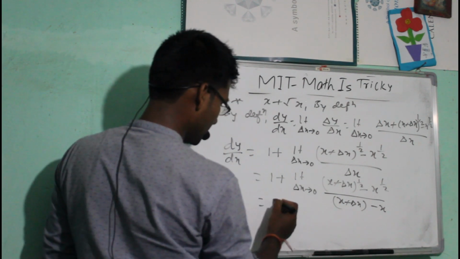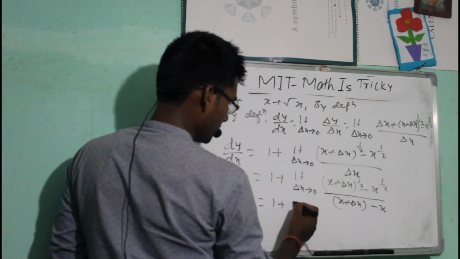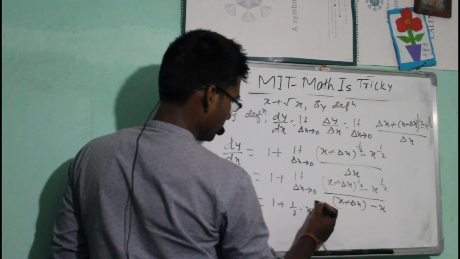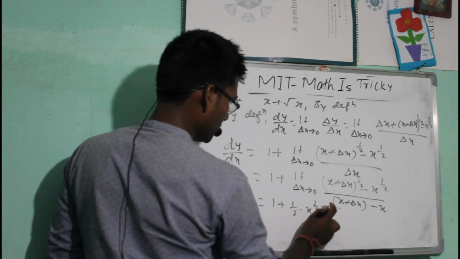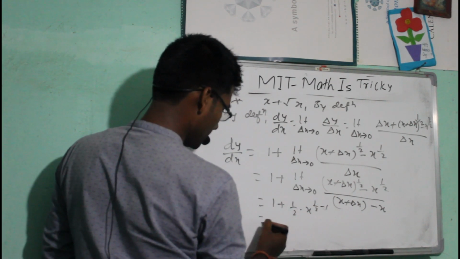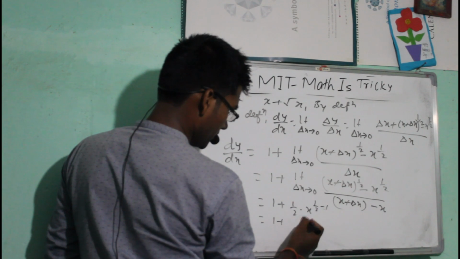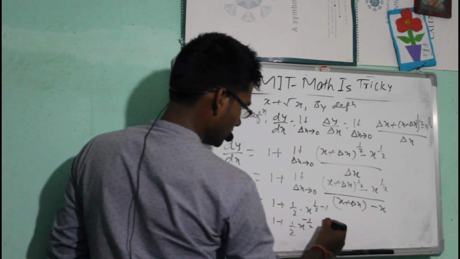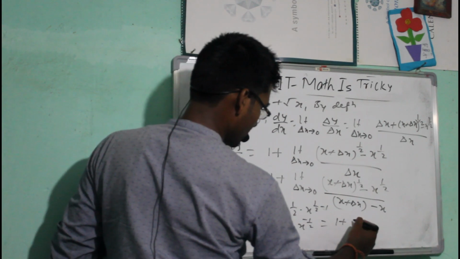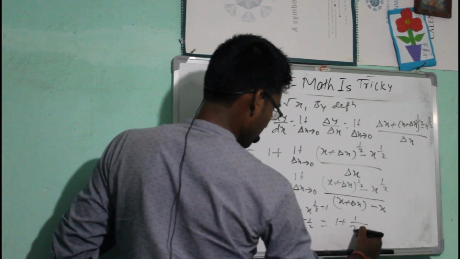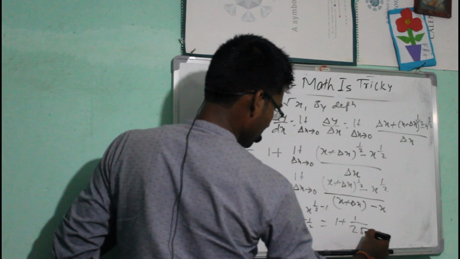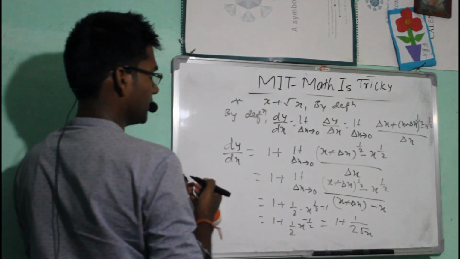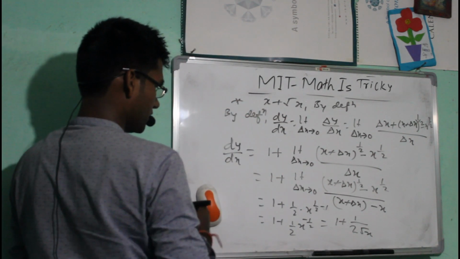So we'll be getting the answer like this: 1 plus, the formula is 1 by 2 x power (1 by 2 minus 1). So it will be simply 1 plus 1 by 2 x power minus 1 by 2, which can be written as 1 plus 1 by 2 root x. That's our answer. Thank you so much for watching.